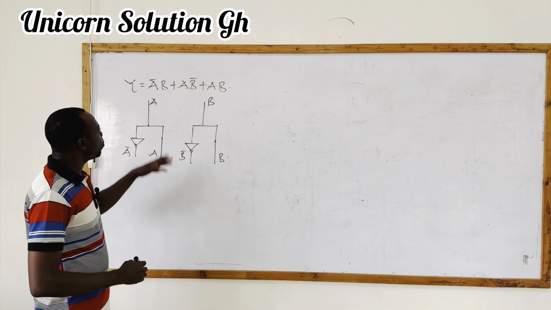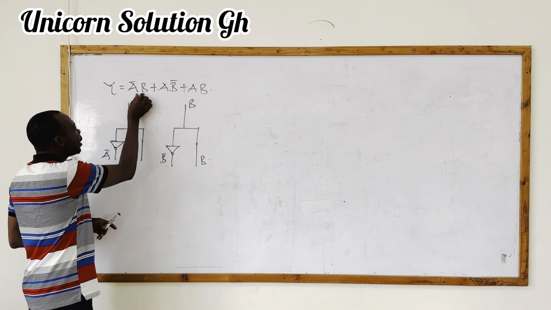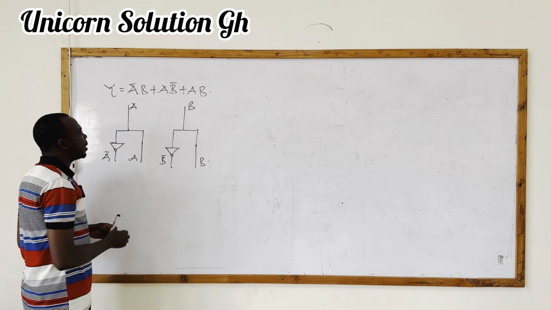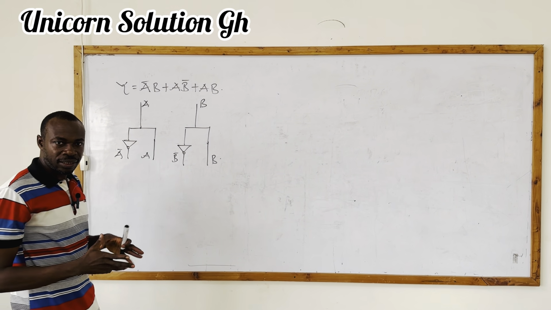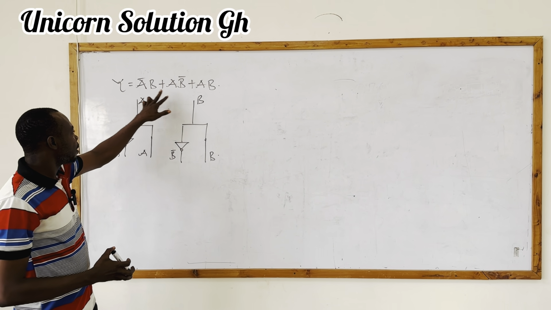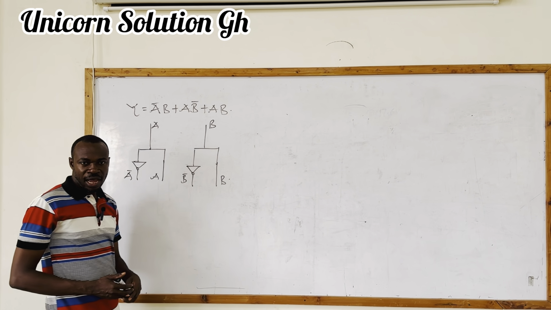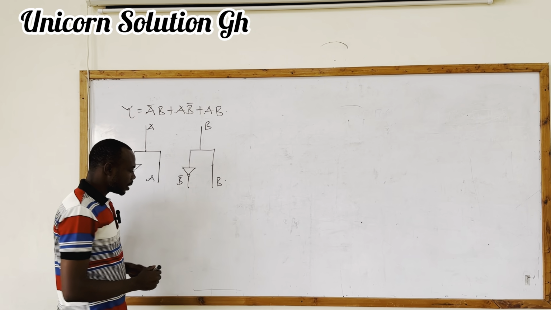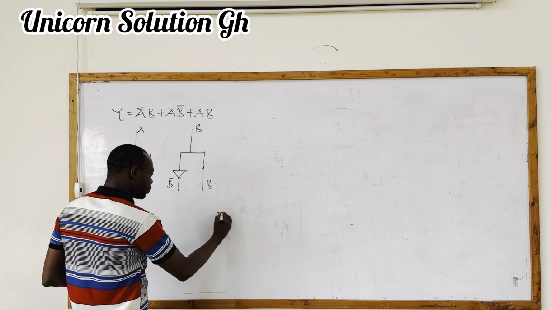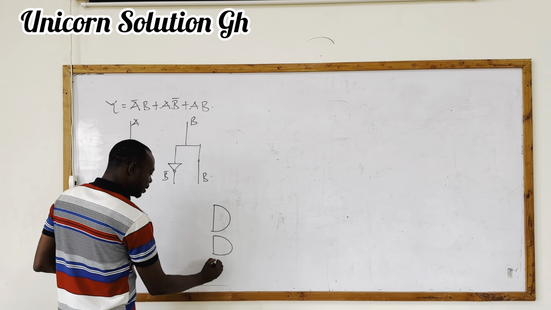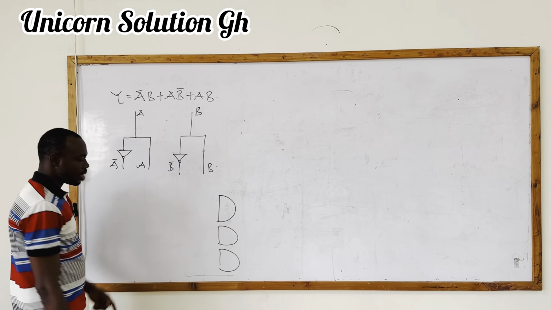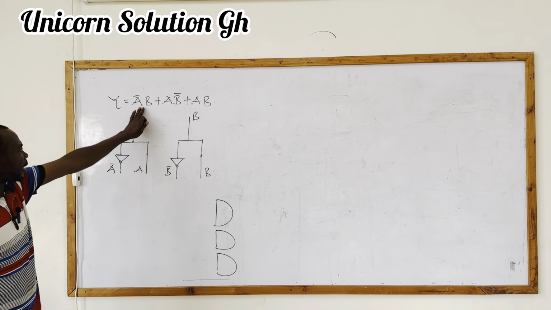Now we watch the whole Boolean equation. You can see that A bar B is combined using an AND gate because they are multiplied. This is also an AND gate, this is also an AND gate. So we have three AND gates to be taking the inputs. So I'll lay my AND gates here. There are three.